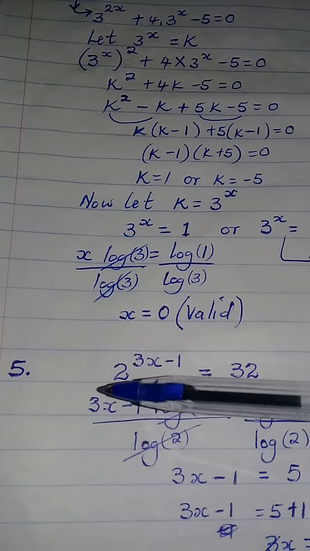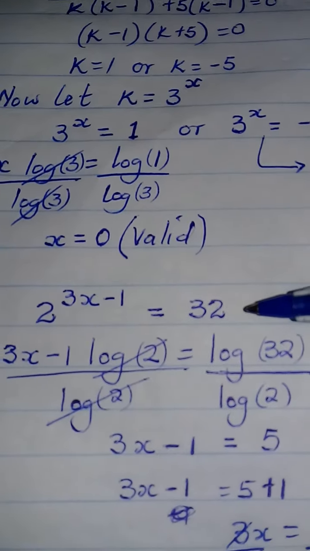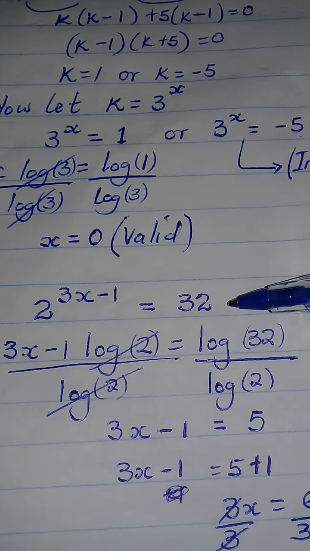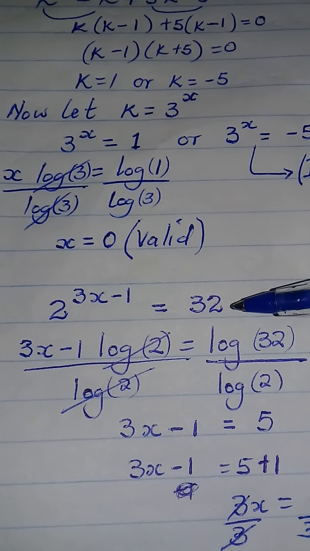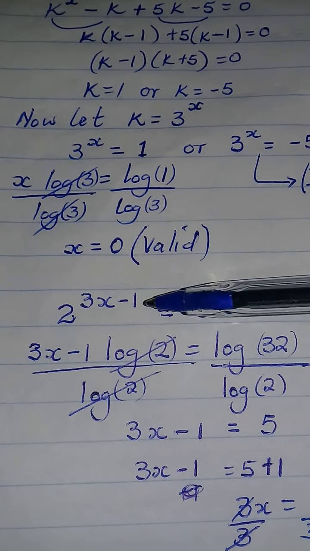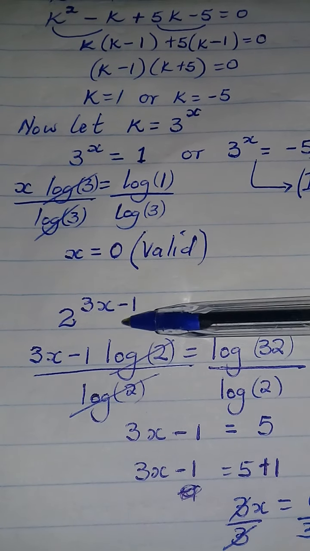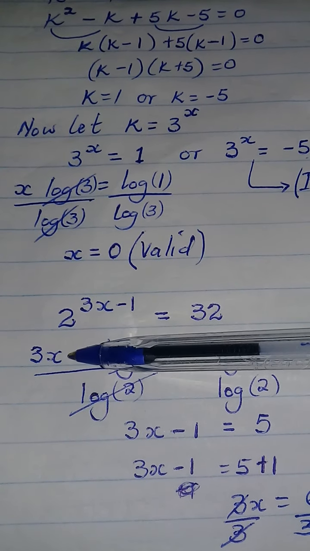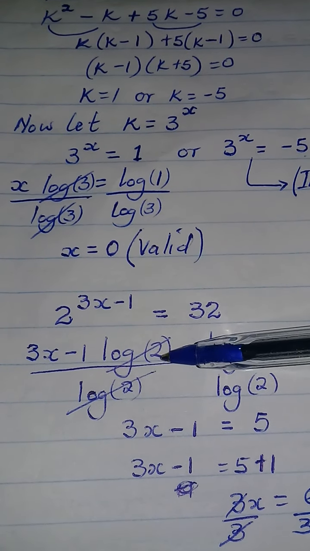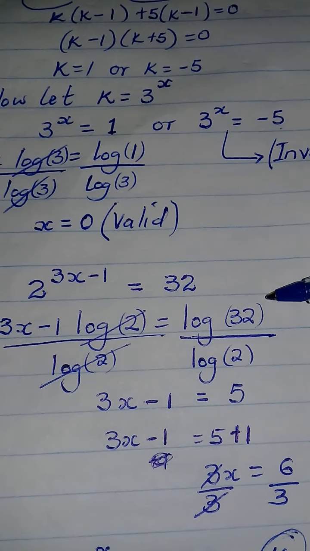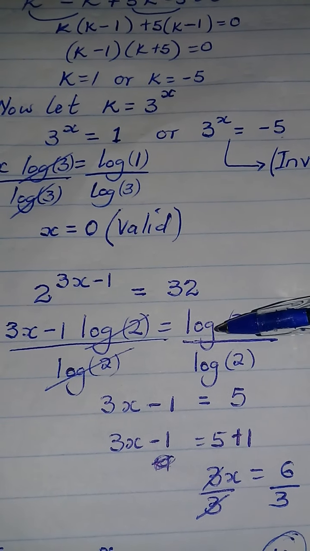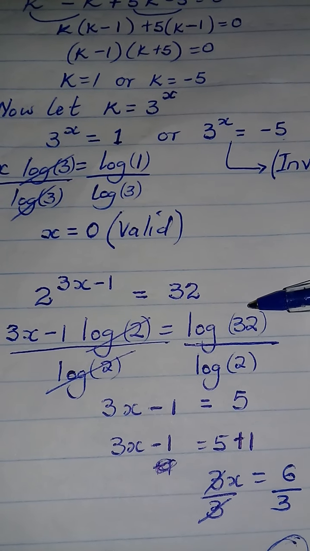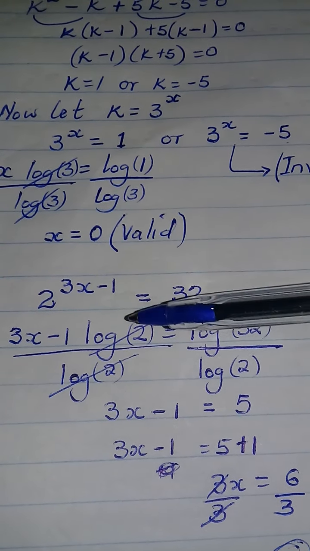So going to number 5, the equation is the exponential equation, which is 2 to the power 3x minus 1 is equal to 32. So what you do, you apply the power law. Then this 3x minus 1 goes to the left hand side, which is log 2 is equal to log 32. You apply the log both sides, or you can use natural logs, which is ln.